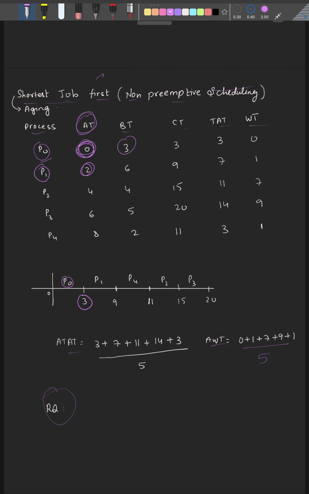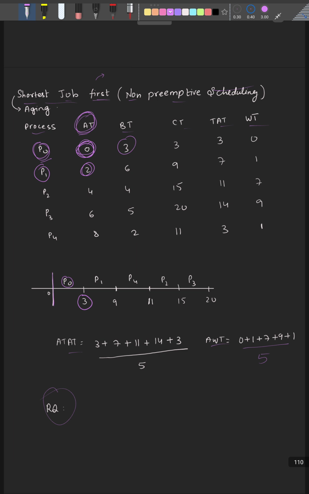Shortest job first scheduling is a type of scheduling in which the process which has the shortest burst time is executed first, then followed by others. But in this question, if we see process 0, its arrival time is 0, and at arrival time 0, in the ready queue we only have P0. So we need to start making the Gantt chart, which will have process 0, from 0 to 3.